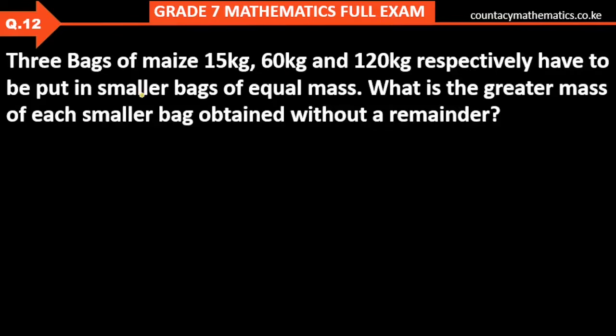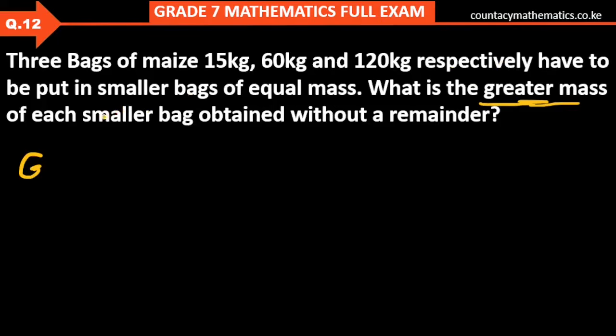So let's move on to another interesting question right here. It is a word problem, and it is telling us that 3 bags of maize, 15 kg, 60 kg, and 120 kg respectively, have to be put in smaller bags of equal mass. What is the greatest mass of each bag obtained without a remainder? So we have got some key terms here. The first key term here is greatest mass. Notice the word greatest.